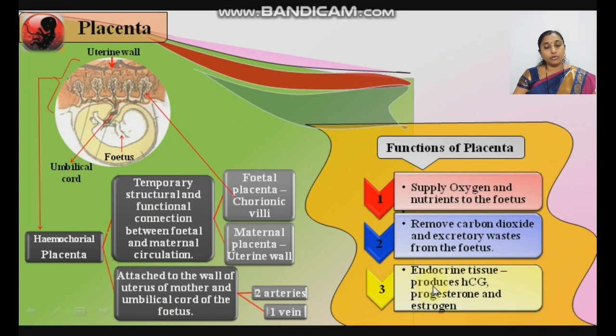It produces human chorionic gonadotrophic hormone, progesterone and estrogen. These 3 hormones are secreted from the placenta. That's why it is called an endocrine tissue. It is one of the structures that is formed by tissues of 2 individuals, mother and fetus. This is all about the placenta. If in the board exam there may be a question on the placenta, maybe on its function, or maybe write about the description of the placenta for 3 marks or 2 marks.